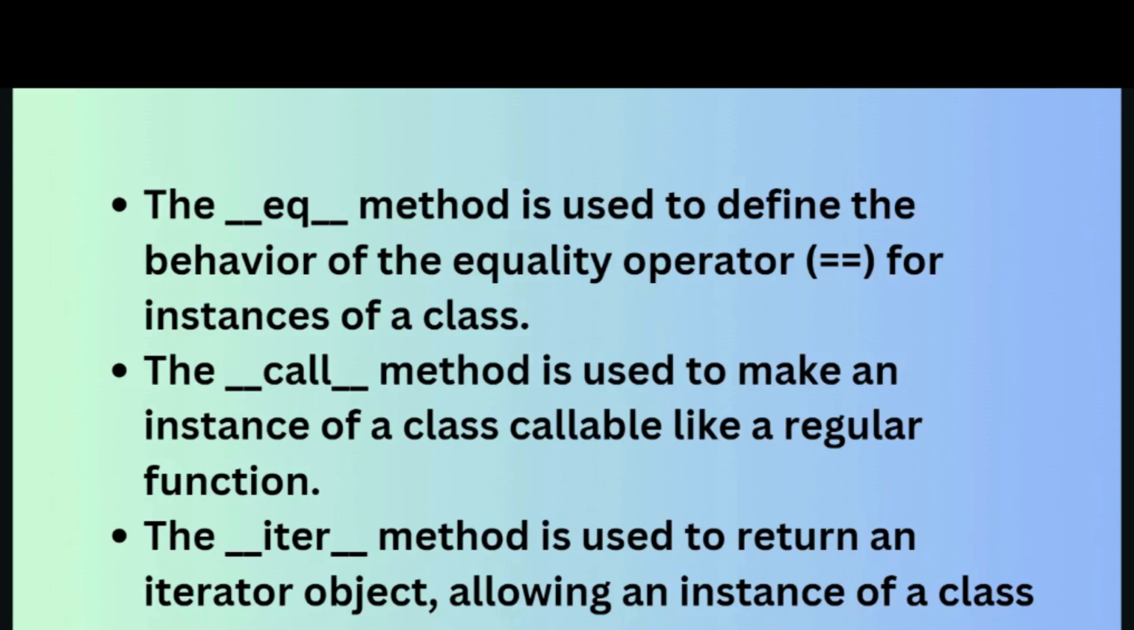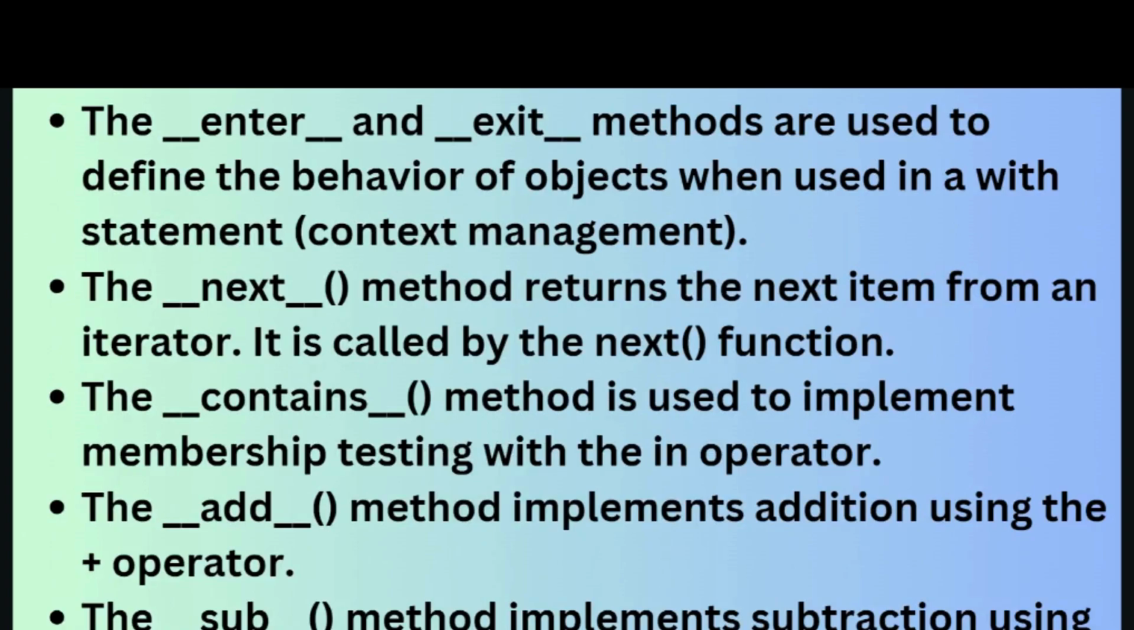The __iter__ method is used to return an iterator object, allowing an instance of a class to be iterable, that is, it can be used in a for loop. And the __enter__ and __exit__ methods are used to define the behavior of objects when used in with statements, that is, context management. The __next__ method returns the next item from an iterator. It is called by the next function. The __contains__ method is used to implement membership testing with the in operator.